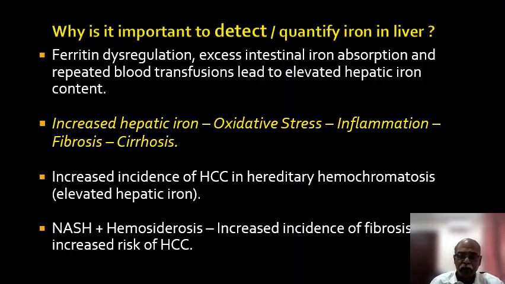Increased hepatic iron will lead to oxidative stress, inflammation, fibrosis, and cirrhosis. And NASH plus hemochromatosis, that means non-alcoholic steatohepatitis and hemochromatosis, is a deadly combination. There is increased incidence of fibrosis and increased risk of HCC in these situations. As it is, NAFLD has increased risk, it can bypass CLD and directly develop HCC. Now, if you add hemochromatosis to it, deadly combination. So the risk of HCC can also be there in hereditary hemochromatosis because of elevated hepatic iron content.